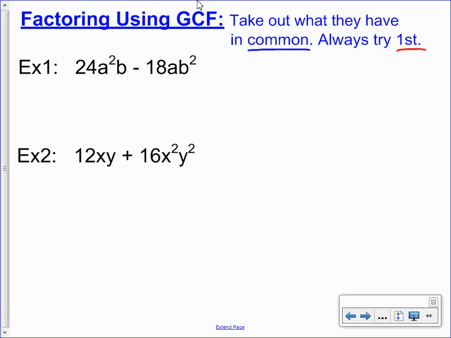P.S. All of your assignments, all your homework will have GCF factored out first, and then any additional factoring coming out. So even if you can factor it without GCF, you want a GCF first. That way your answers look the same.